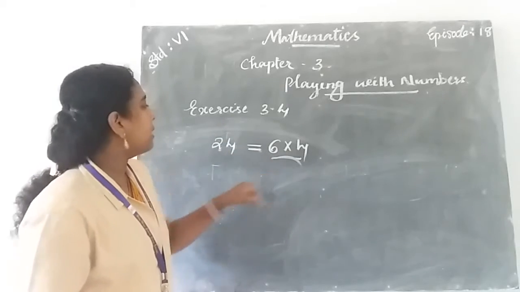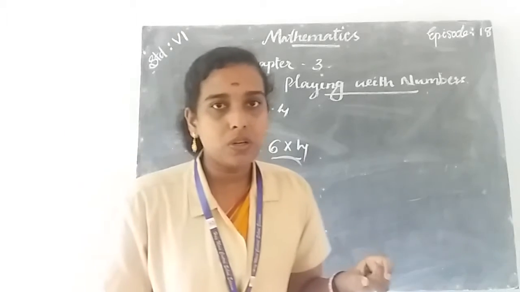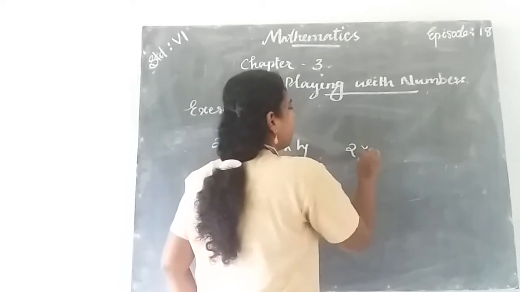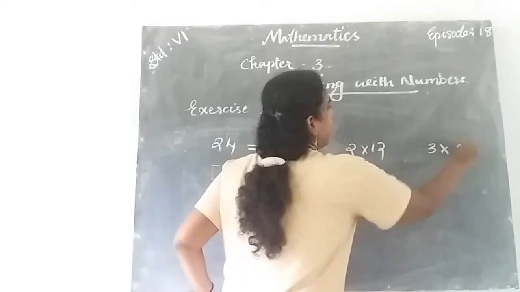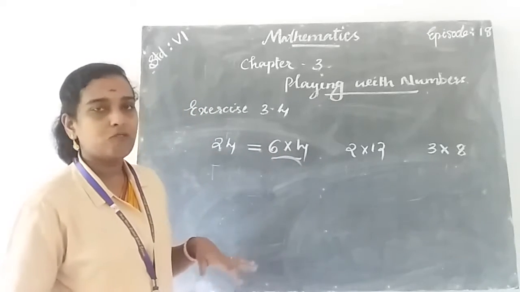In another way, 24 is also factorized into 2 into 12 and 3 into 8. 2 into 12 we also get 24, and 3 into 8 we also get 24. These are the factorized forms of 24.